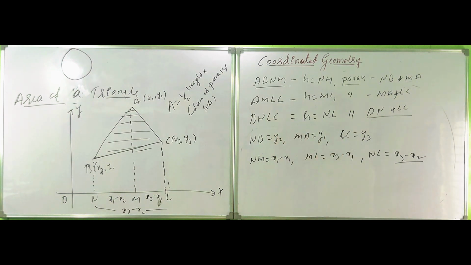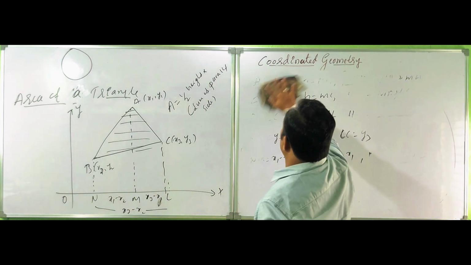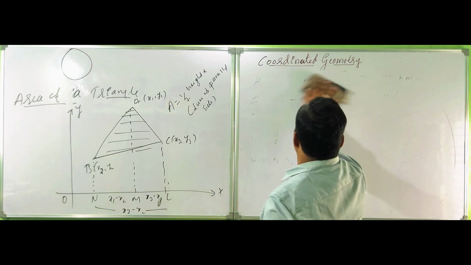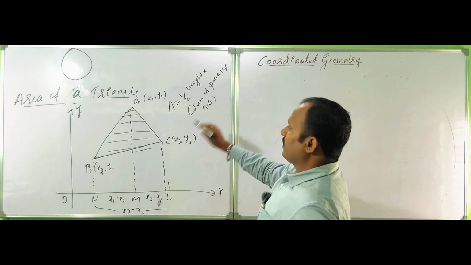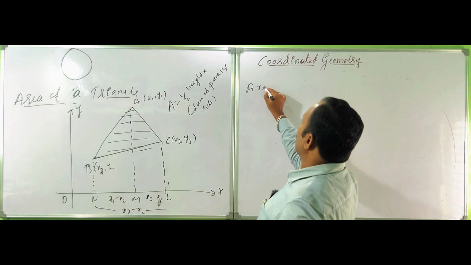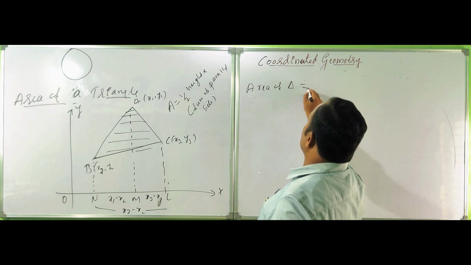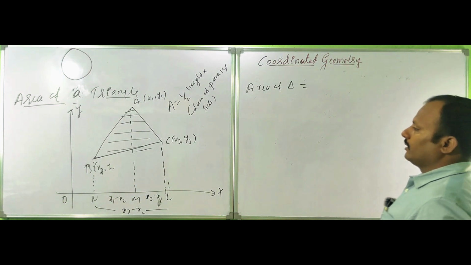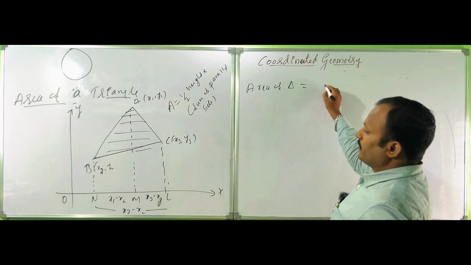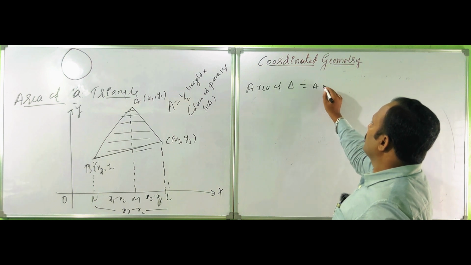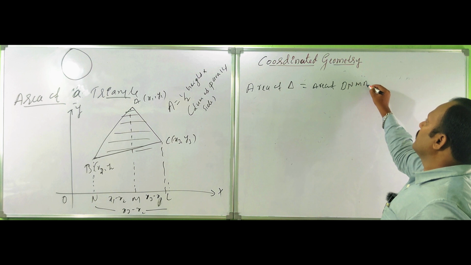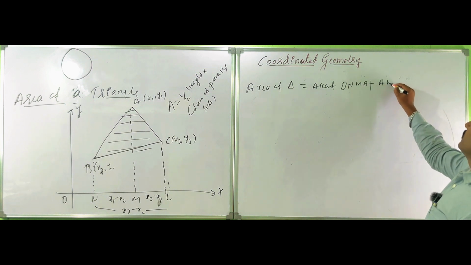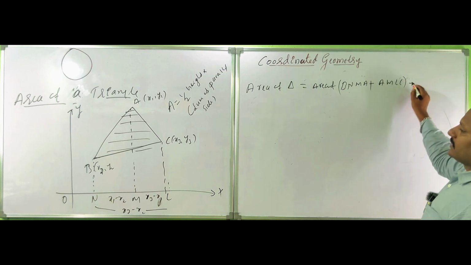See, listen here. Then the area becomes, the area of the triangle is equal to the area of the trapezium BNMA plus AMLC, minus BNLC.